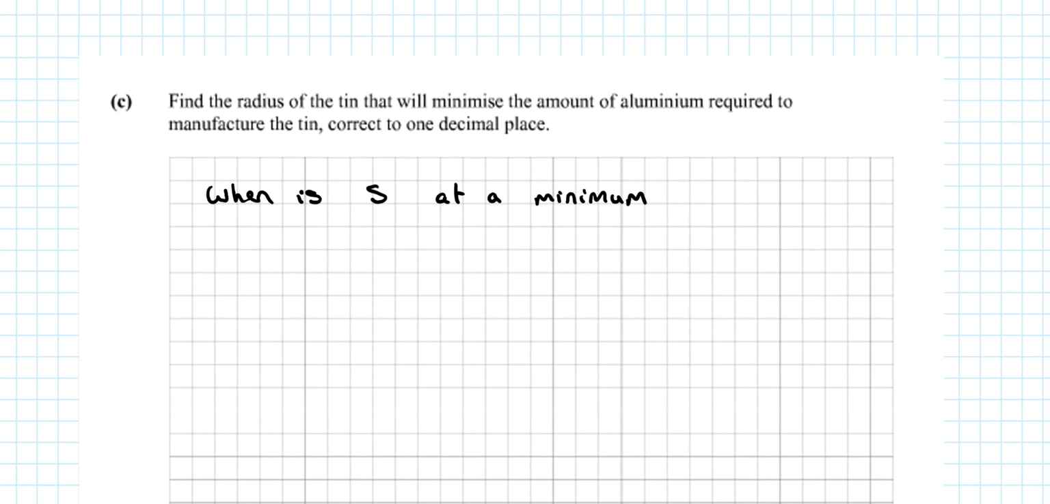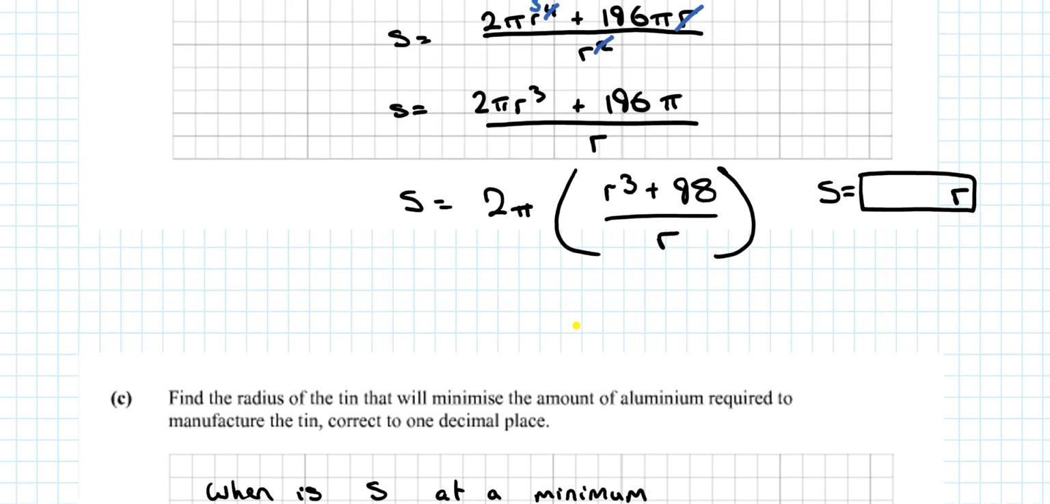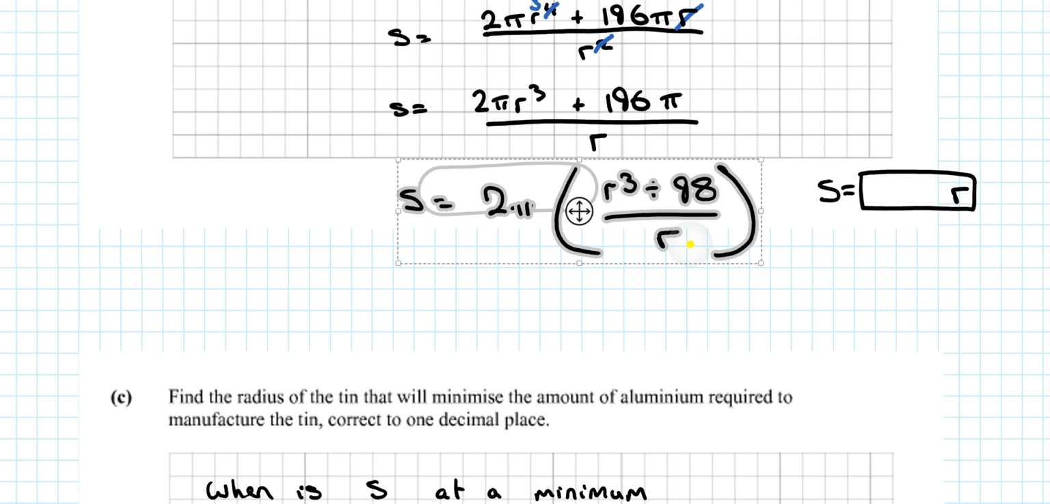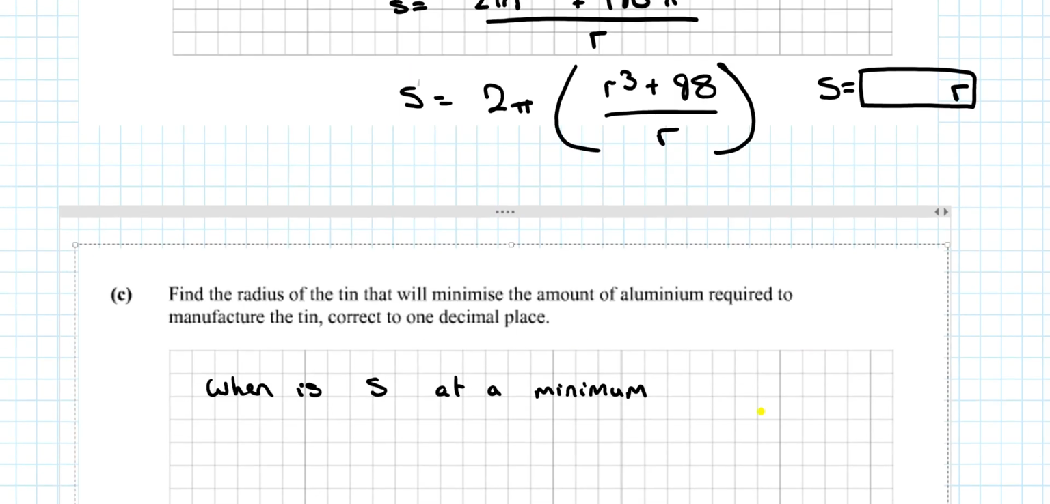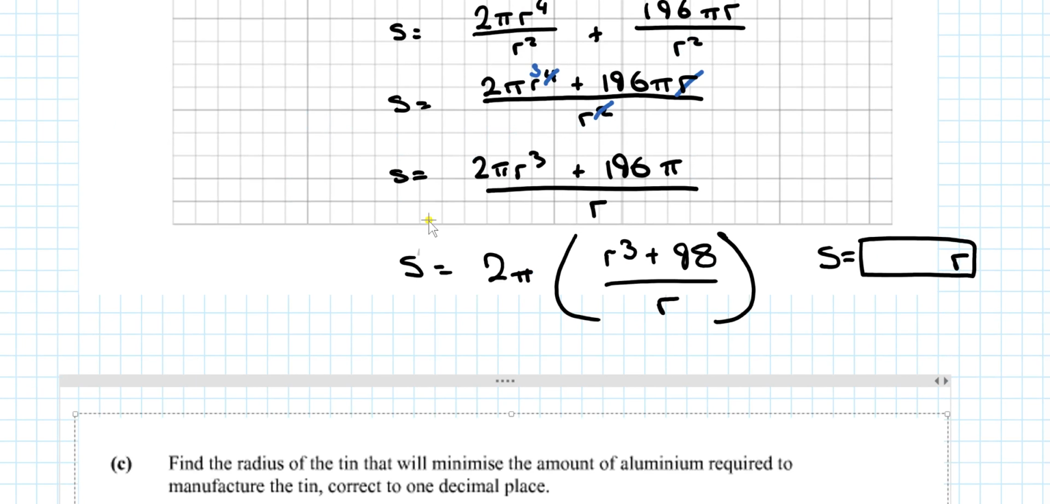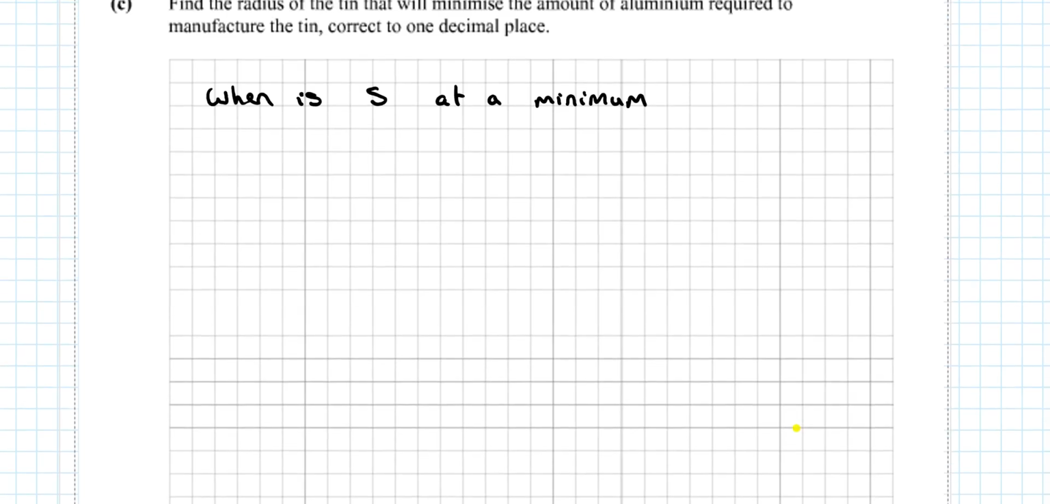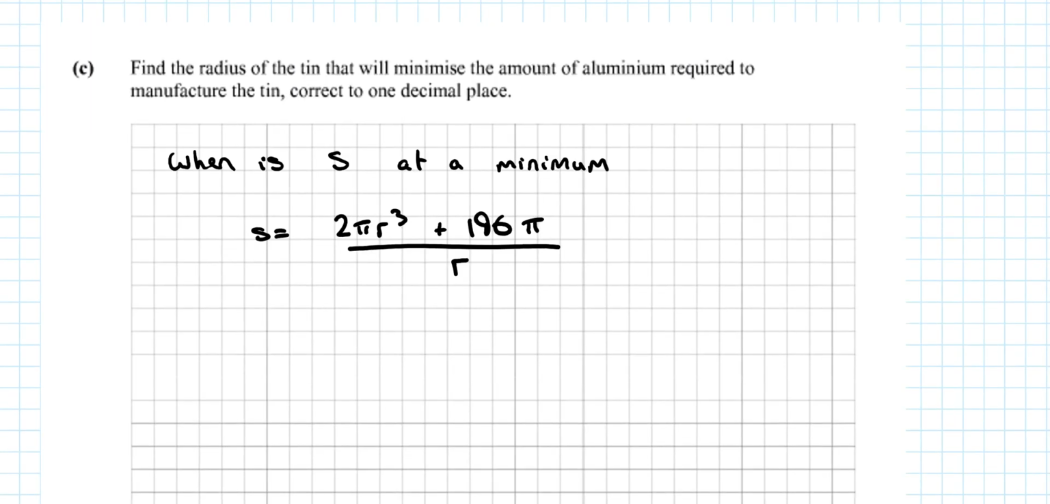Yeah, S is the quantity of aluminium. So I'm just going to copy this down. Actually, I'm going to copy the one from above it down, the multiplied out version of it. I prefer the multiplied.